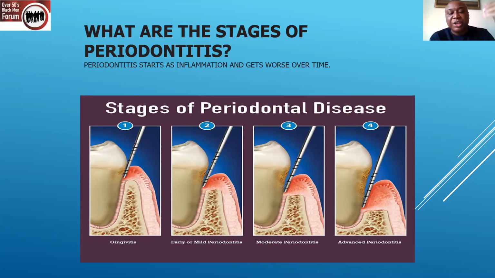In the first stage, you get mild inflammation and you lose a bit of the bone, about a third. In the moderate stage, you lose about half the bone that's holding the teeth in place. And in advanced periodontitis, you've lost about 2/3 of the bone and you're just left with about a third holding your teeth in place. Next slide, please.